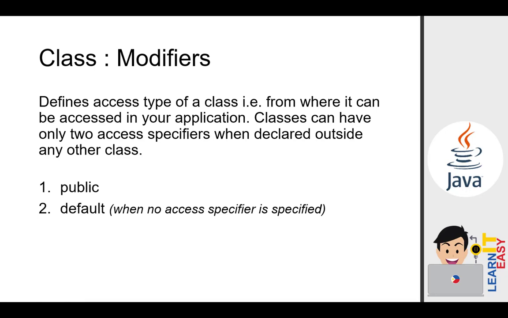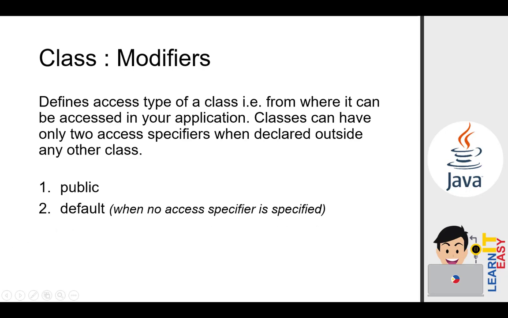We have the first one, the modifiers. The modifiers define the access type of a class. For example, from where it can be accessed in your application. Classes can have only two access specifiers or modifiers when declared outside any other class. Number 1, we can only use either public or number 2, default. Default is when no access modifier is specified.